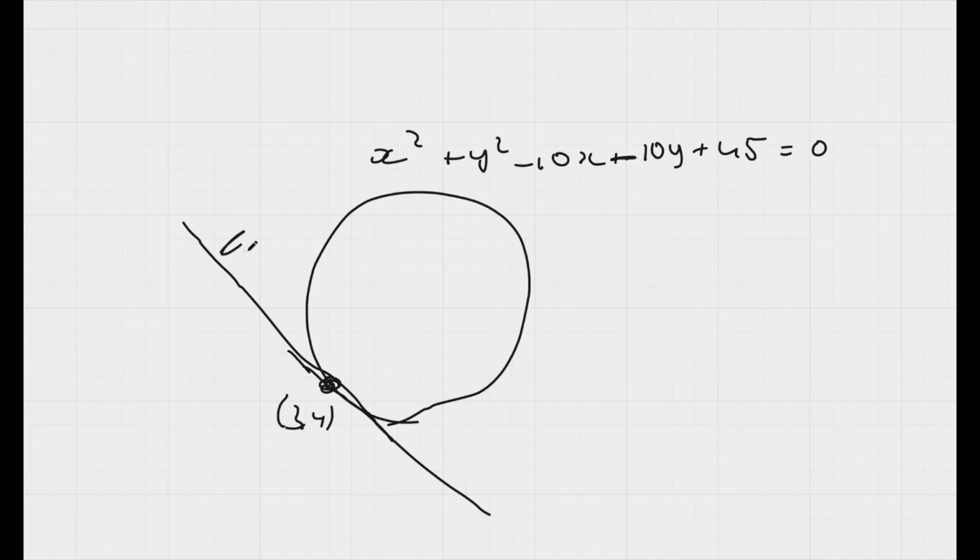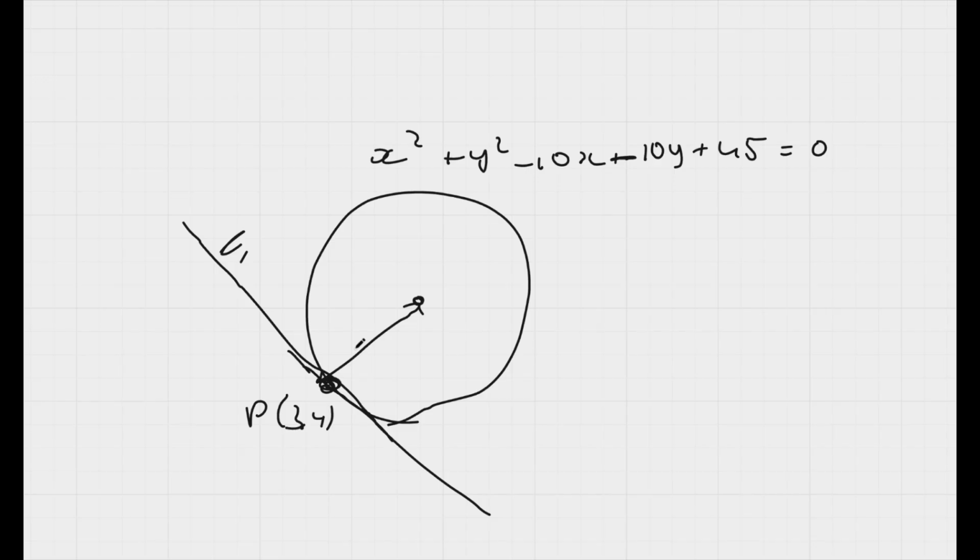And let's call this L1. And the line L1 is tangent to the circle at point P, which is 3, 4. Find the equation of this tangent L1. Now, super simple. Remember our properties here. Remember that the tangent to the circle is perpendicular to the radius of the circle at the intersection point.